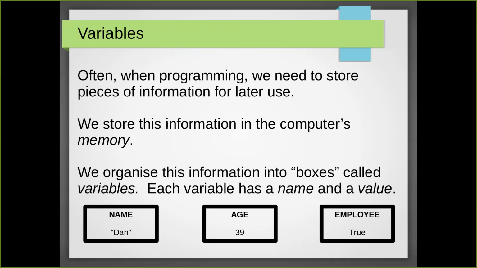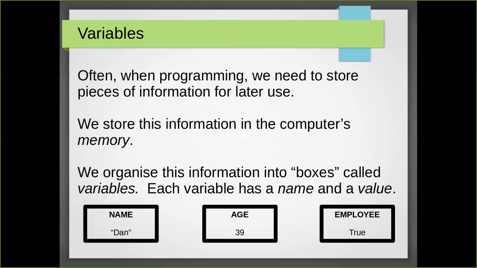And the best way to think about variables is to think of them as boxes that store information, and each variable has a name and a value. So the name essentially represents the thing that's being stored in that box, and the value is the thing itself. So we might have a variable called name, and that might store the value Dan. We might have a variable called age, and that might store the value 39.